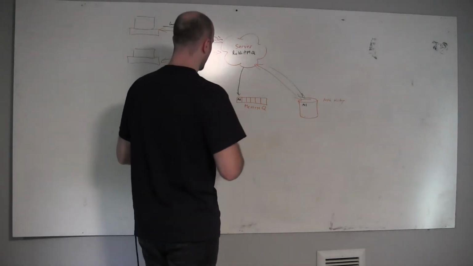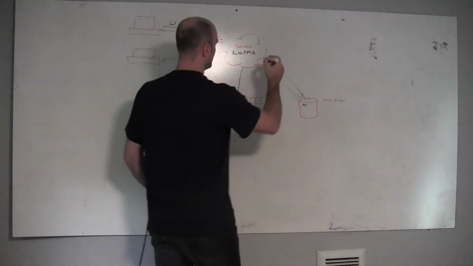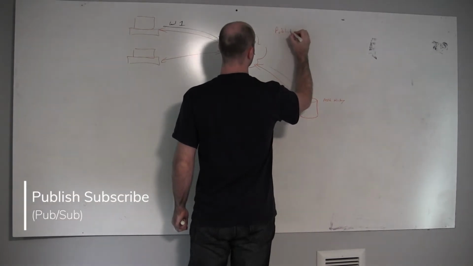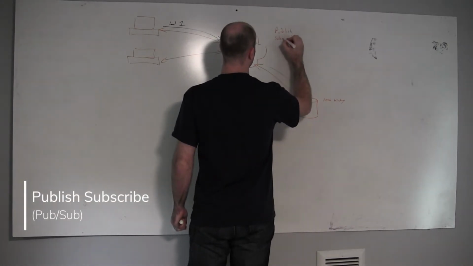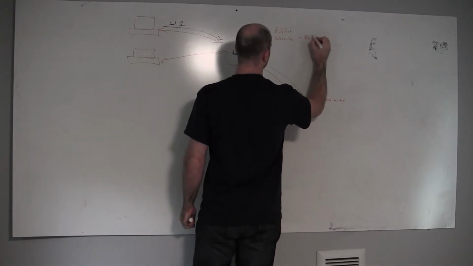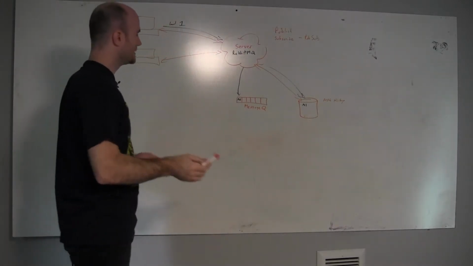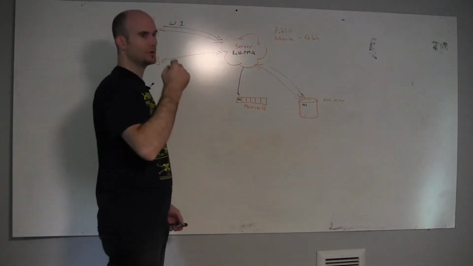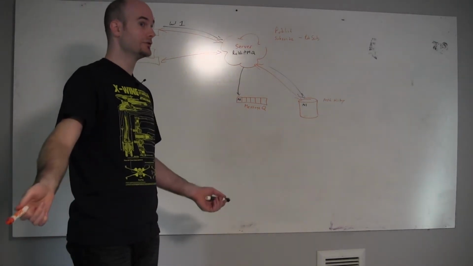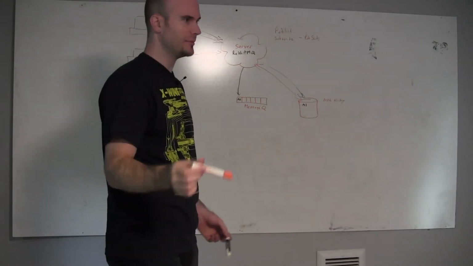And so what we have is a mechanism called publish-subscribe, or for short, pub sub. And pub sub is basically a mechanism whereby you can have a publisher and one or more subscribers, or zero or more subscribers, in fact, to that thing that's being published.